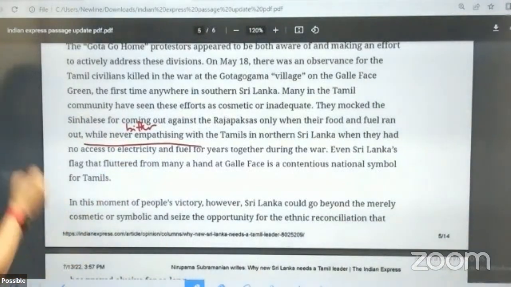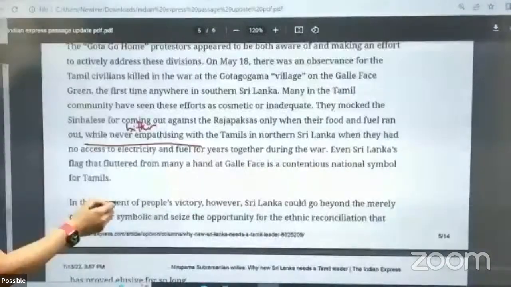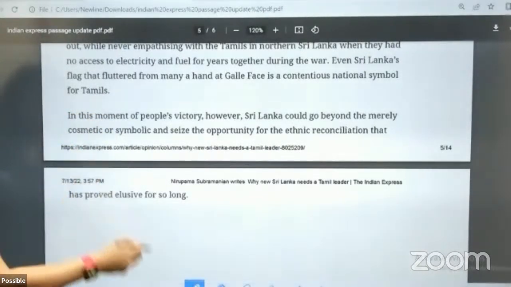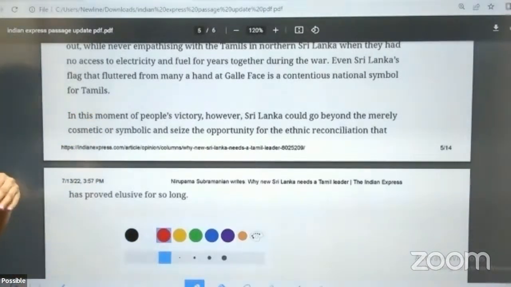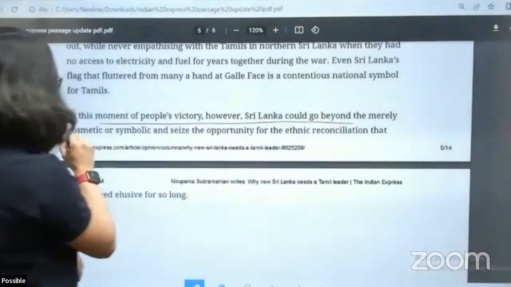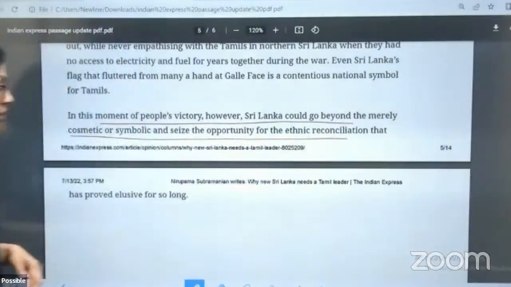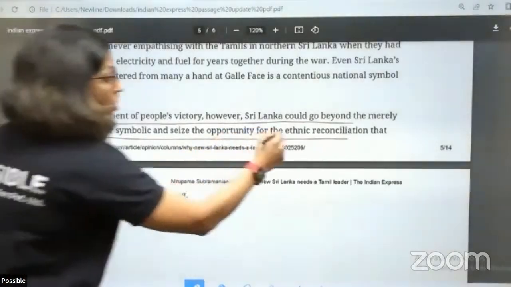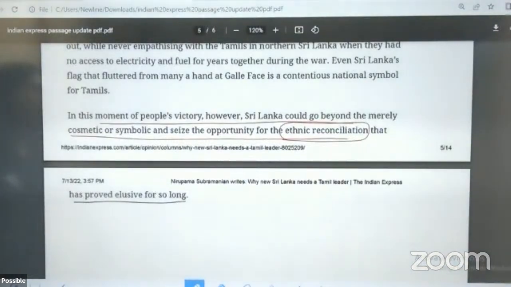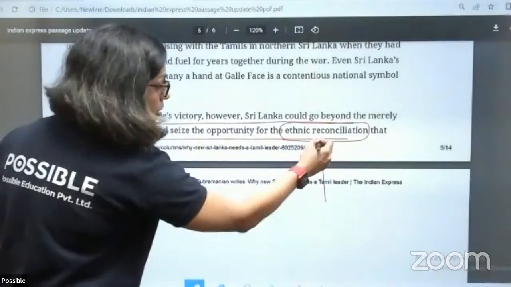And finally, the author says that this is the opportunity. So what we started by saying, systemic change, the author says, this is the opportunity. The people should unite and bring the systemic change. And the author calls for systemic change and ethnic reconciliation. Can you see it? Systemic change and ethnic reconciliation.